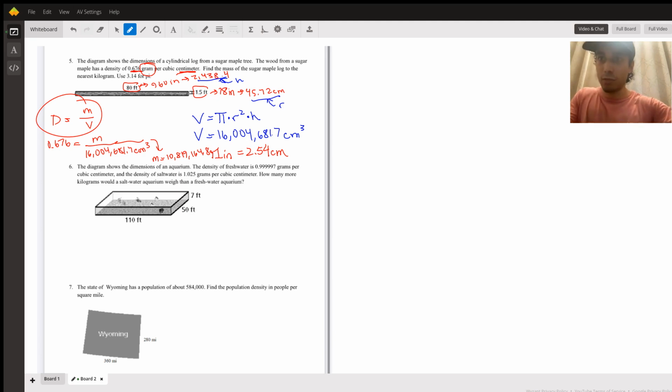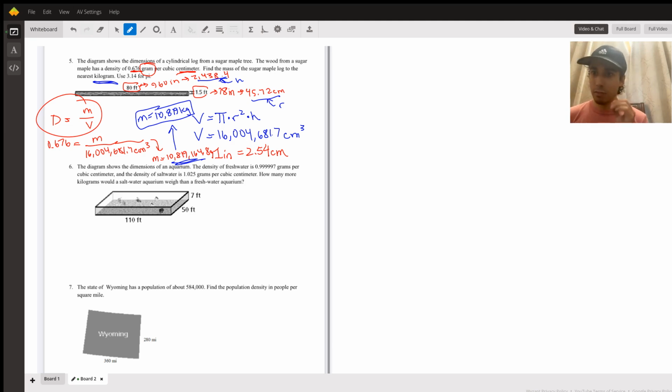However, that is in grams. Look at what the question asks for. It says to the nearest kilogram. All right, so there's 1,000 grams in 1 kilogram. So we actually need to divide this answer by 1,000. All right, and then round it to the nearest kilogram. So divide this by 1,000. Okay, so your final answer is going to be mass equals 10,819 kilograms. And that is the final answer.